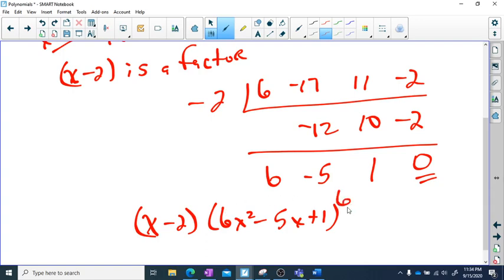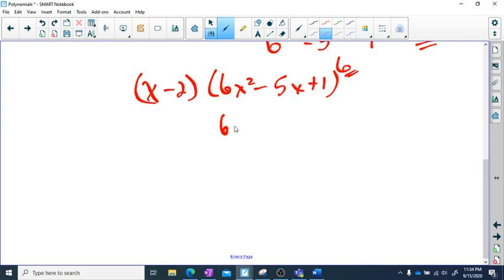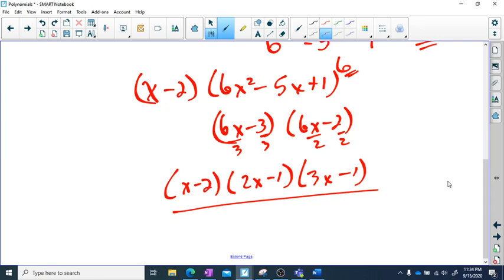6 times 1 is 6, and I want to get a minus 5, so again, it will factor. We'll use negative 3 and negative 2. 6x subtract 3, 6x subtract 2, that would multiply to give me 6, add to give me minus 5. This one divides by 3: 2x subtract 1. This one by 2: 3x minus 1. And I have my x minus 2 from before. There's your 3 factors.